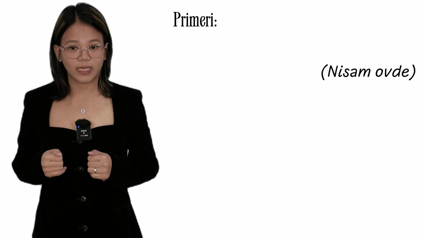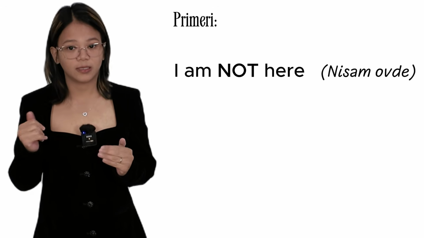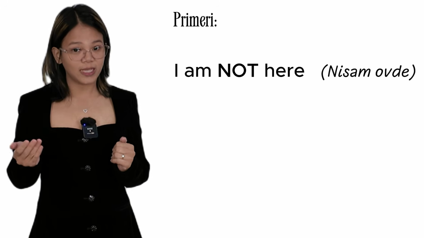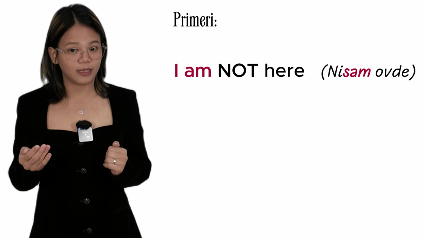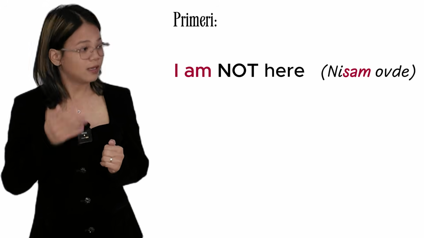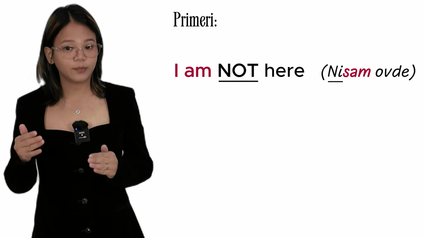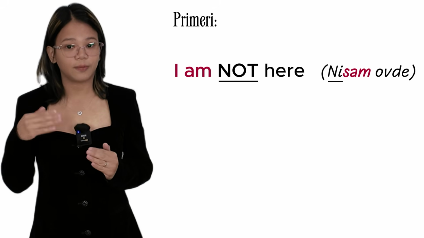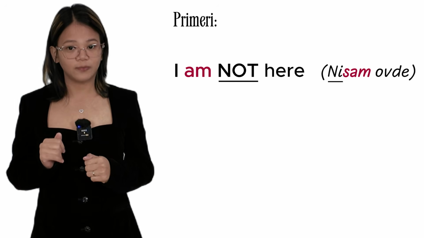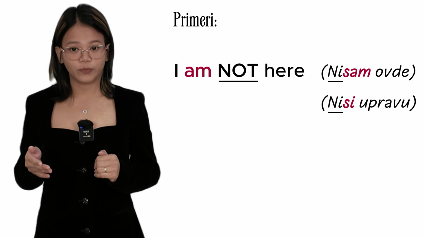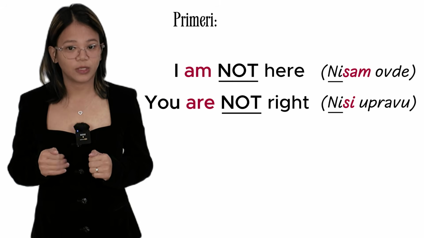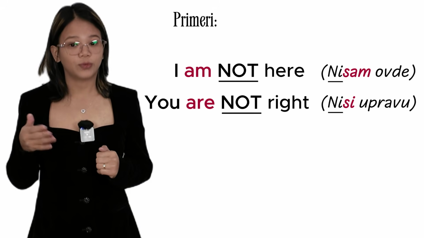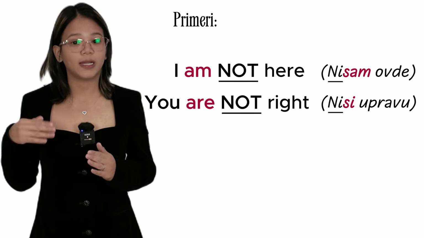Ajde da vidimo primjere. Nisam ovde. I am not here. Vidite? Prvo I am, pa onda not. I am plus not, I am not. Još jedan primjer. Nisi u pravu. You are not right. You are plus not, you are not.